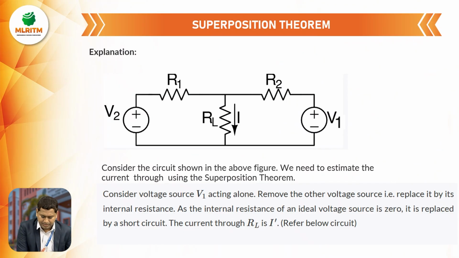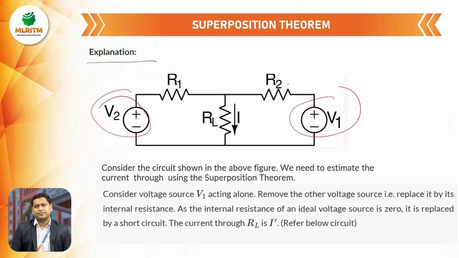Okay, let us see the superposition theorem explanation. Here we find two voltage sources. The context is this particular branch, where I need to find out the current. That's why it is indicated as I. So this is the explanation itself. While solving the problem, I will be throwing more light on this.